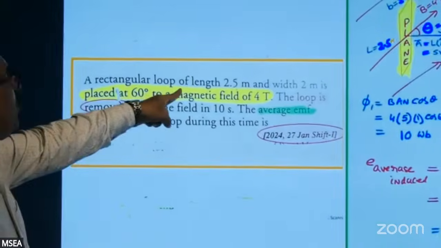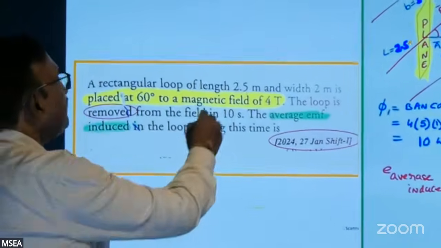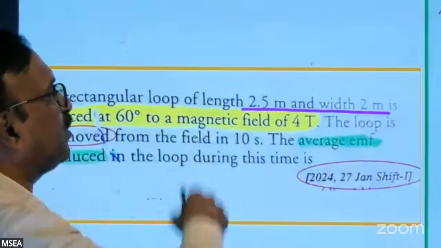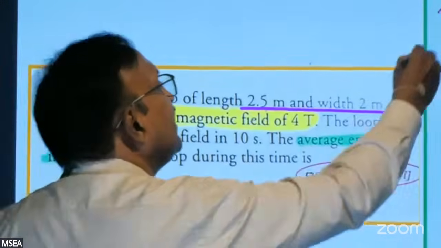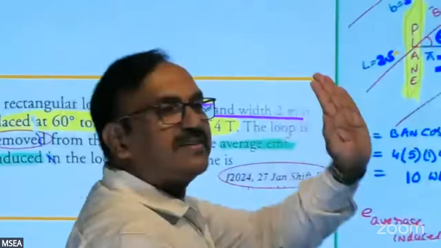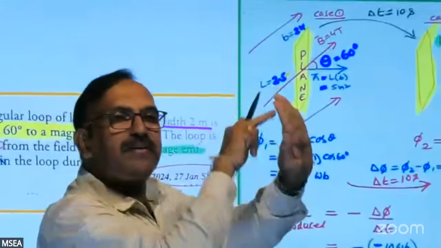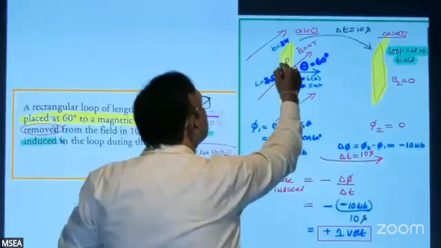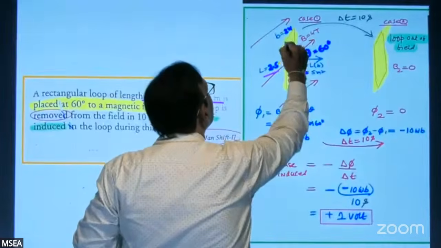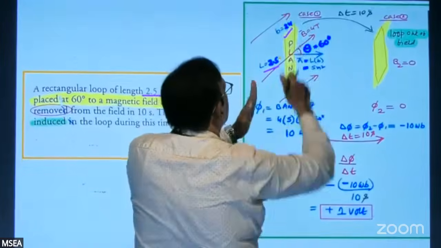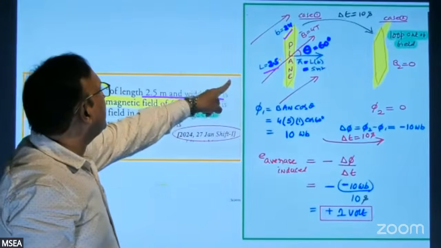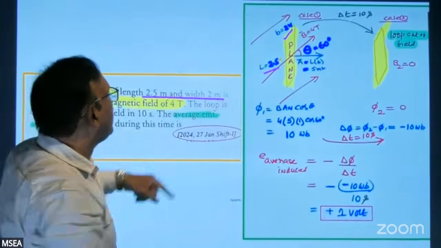A rectangular loop of length 2.5 meters and breadth or width 2 meters. So you can see that it is a rectangular plate like this. Suppose this palm is rectangular, for example. The length is given as 2.5 meters. This is the breadth, 2 meters. A rectangular loop is of length 2.5 meter, breadth 2 meter.